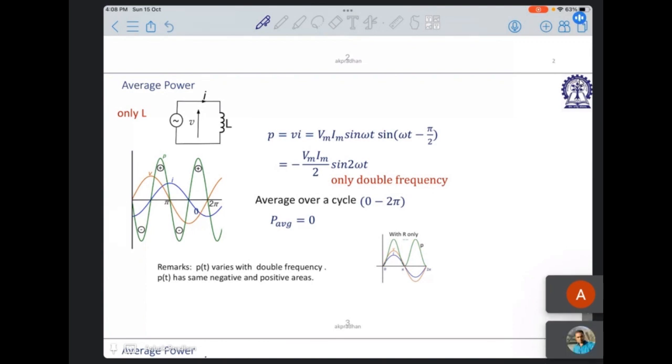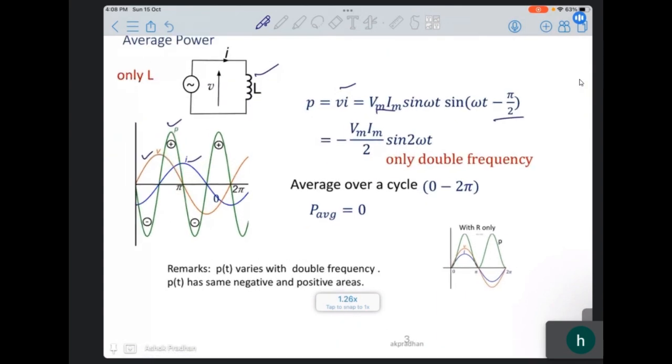Now going to the inductance, we do something similar. So p equals vi, and here we have Vm Im sin omega t minus pi by 2. We know that in an inductance, the current lags the voltage by 90 degrees, the pure inductive case, which comes from L di by dt. So here V and current lag by 90 degrees. The product of these is the instantaneous power p, which is the green one you see here.